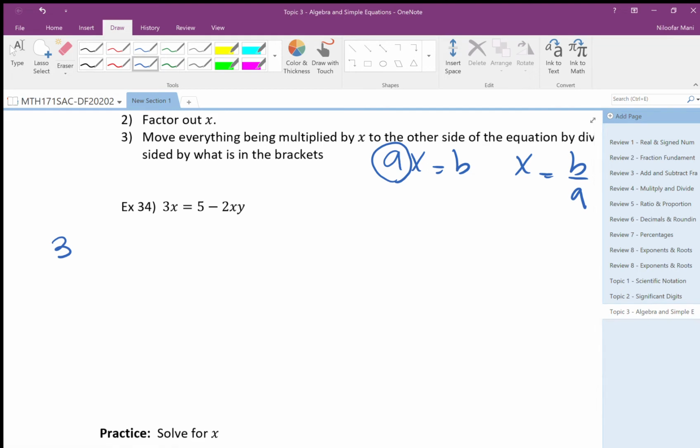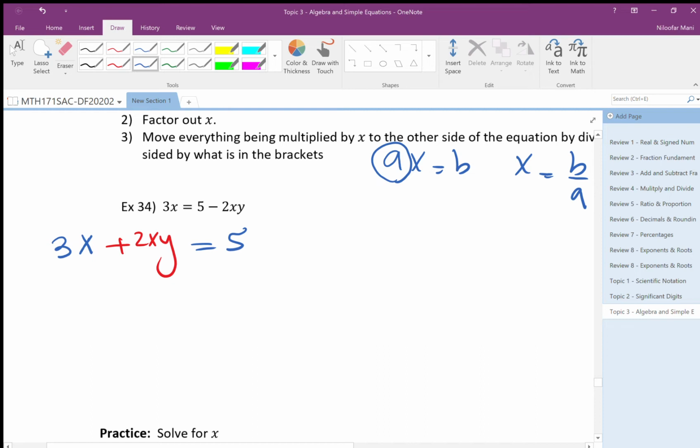And of course, for each question, I have to tell you solve for x, because maybe here I want to solve for y. You need to know it. Okay, so here is solve for x. So 3x plus 2xy, because I move it, I change the sign, equals 5. I don't move 5, I don't move 3x, so I don't change the sign.